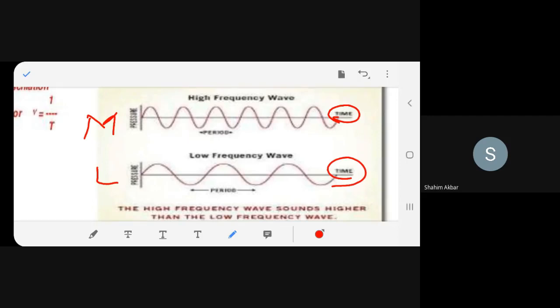Now this is period. Can you see this time period? What we call it is lambda or the wavelength. That is time period. So the time period over here is small and the time period over here is big. That means the time taken in high frequency wave is less as compared to low frequency wave. Have you understood or not, beta?